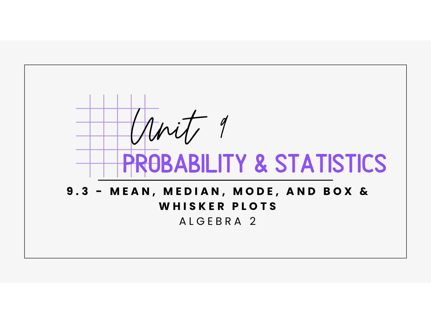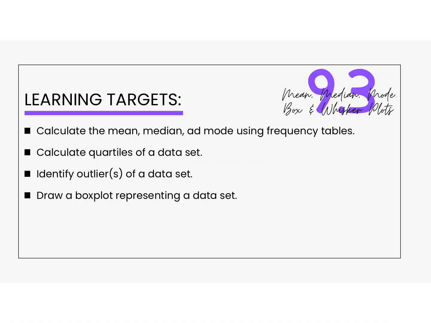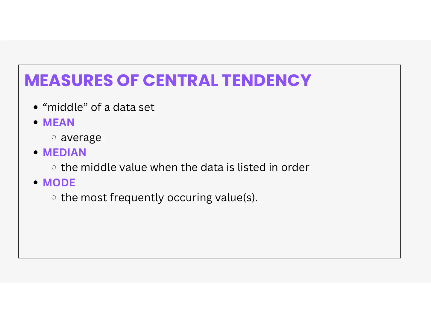Welcome to 9.3. We're switching to statistics now, so we're going to talk about mean, median, mode, and box and whisker plots. So we're going to calculate mean, median, mode using frequency tables. We're going to calculate quartiles of data sets, identify outliers, and then draw box plots representing data sets. So first of all, as we're switching to statistics, that's the study, analysis, and interpretation of data.